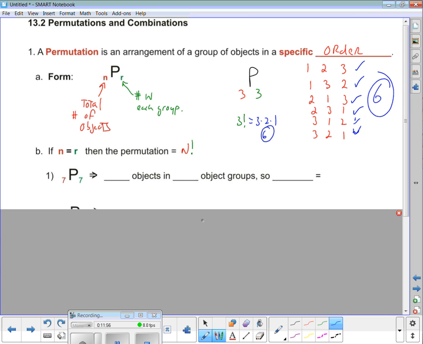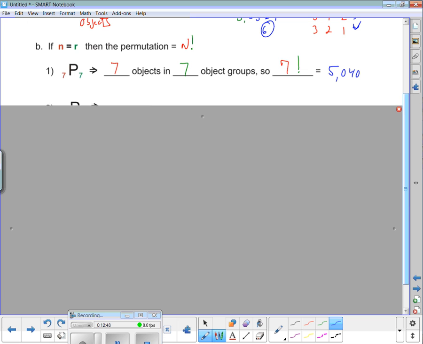So I've got an example here, number 1. We have a total of 7 objects, right? The red 7 tells you the number of objects. The green 7 says there are 7 objects in 7 object groups. So we have 7 objects, and they're in groups of 7. That means this thing is 7 factorial, and you can just punch that out on your calculator. So what is 7 factorial? Again, you found your factorial button, right? 5,040. You'd never think so. There are 5,040 different ways you can arrange 7 objects in a 7 object group. That's what a permutation is.